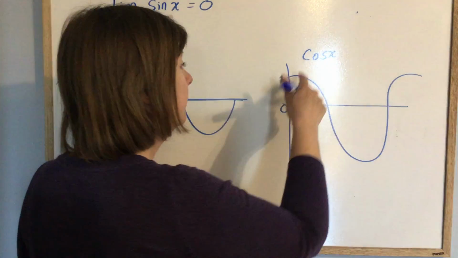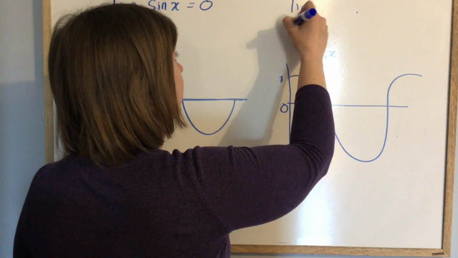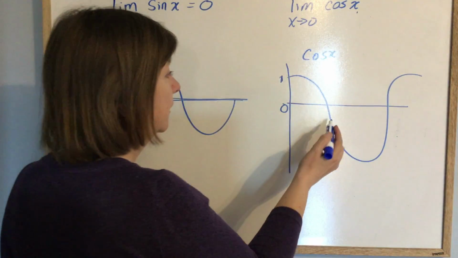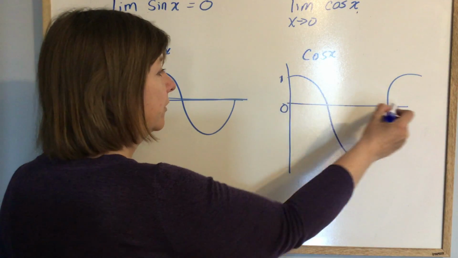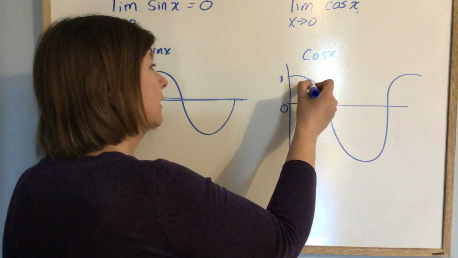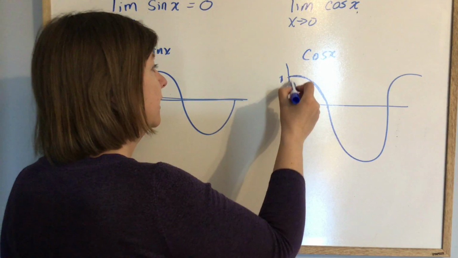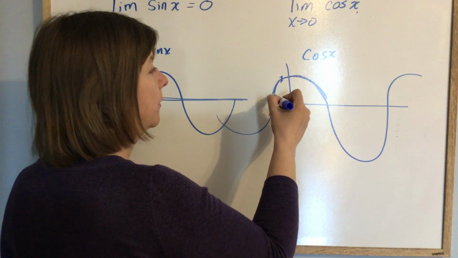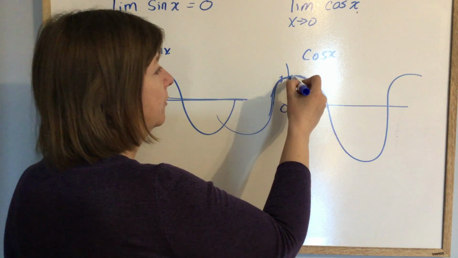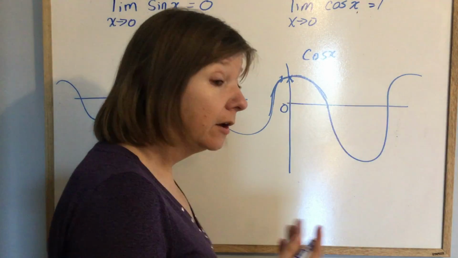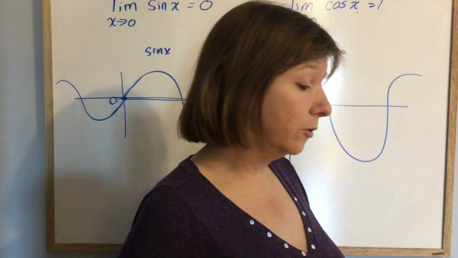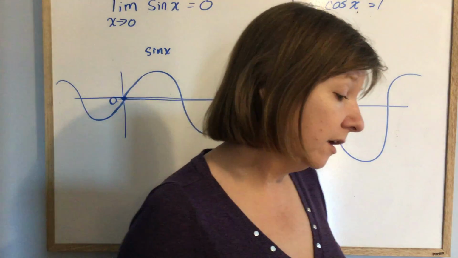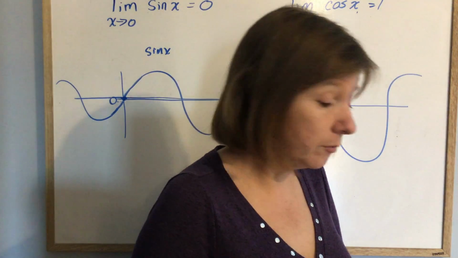Now, my limit as x approaches 0 for cos x, okay? So as I approach 0 along my x-axis, and again, this would just continue, as I approach it, doesn't matter which side I come at it from, it is approaching 1. So I've just given you 2 limits, and they're really 2 limits that just come off of the graphs that you already know, or at least I've seen before.